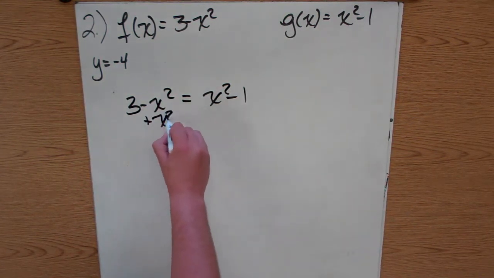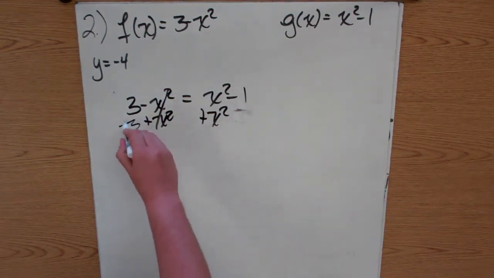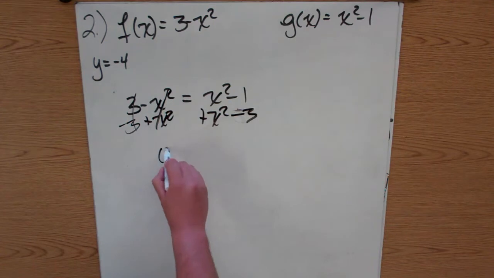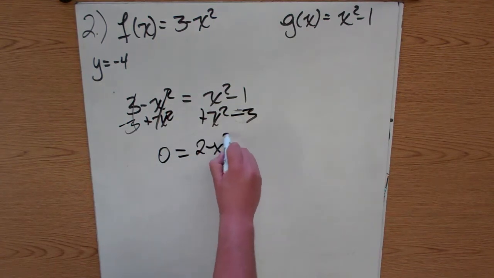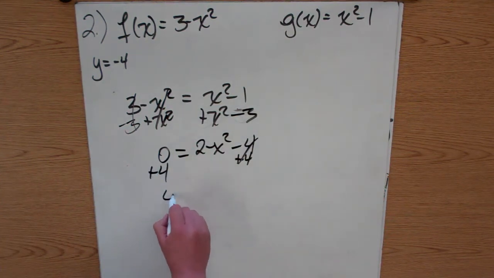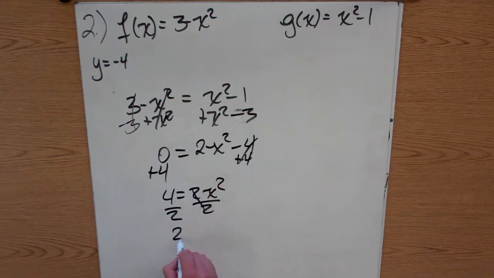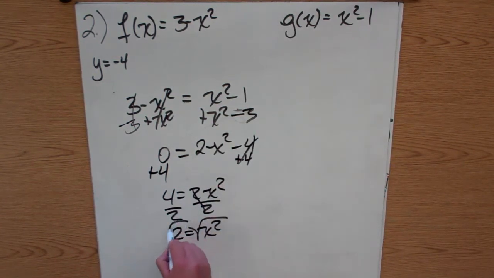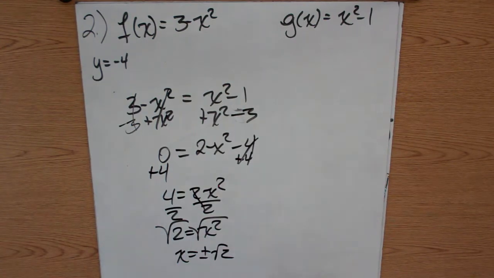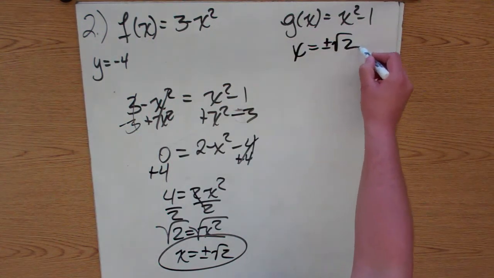So plus x squared, minus 3, minus 3. So 0 equals 2x squared minus 4. Add 4. 4 equals 2x squared. Divide 2, divide 2. 2 equals x squared. Take the square root. So x equals plus or minus the square root of 2. So this is our to and our from. Okay? So let me write that down. Plus minus the square root of 2.